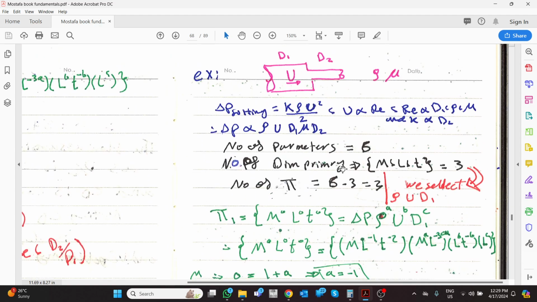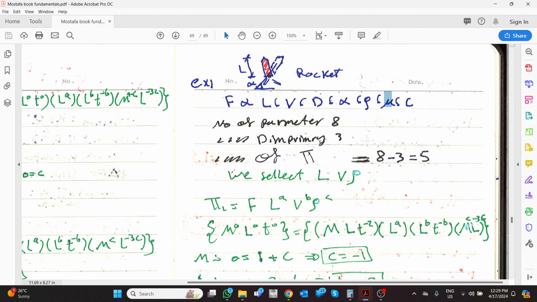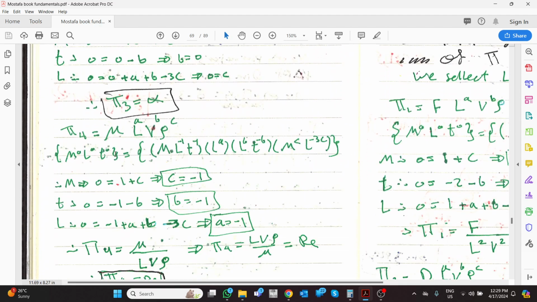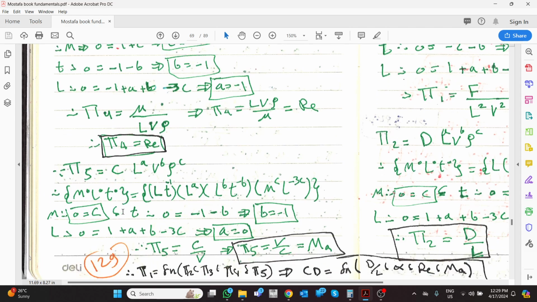However, we already did it here. When we are selecting the repeating parameters, we select U, rho, D1. We didn't even take D and D. You get my point? Okay. Now repeat again for mu, same as before with the Reynolds number. And for C, same. Then you will find pi 5 is c over the velocity, which is the Mach number.